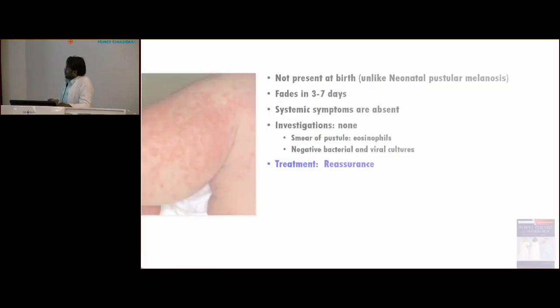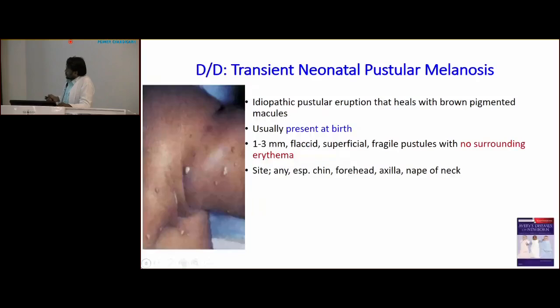Second, the closest mimicker of the rash which appears during that period of time is transient neonatal pustular melanosis. It's an idiopathic pustular eruption that heals with a brown pigmentation, hence the name melanosis. It is present since birth, and these are 1 to 3 centimeter flaccid lesions with no surrounding erythema, and they are present particularly in the chin region or axilla.